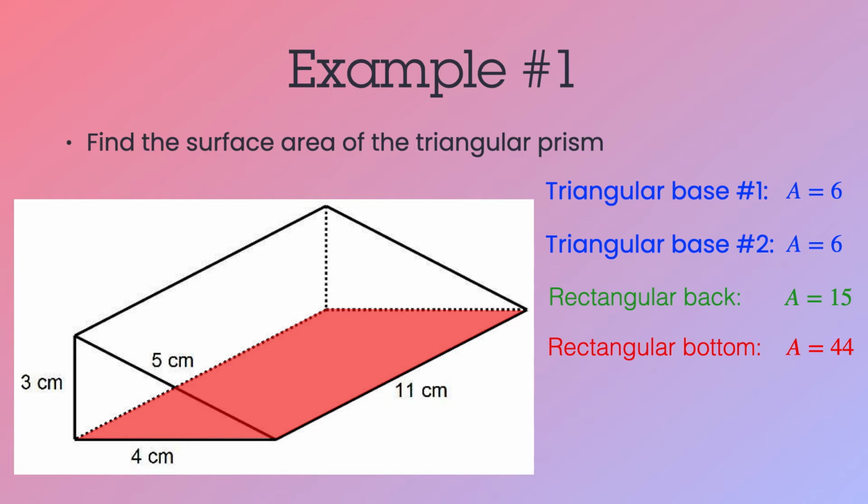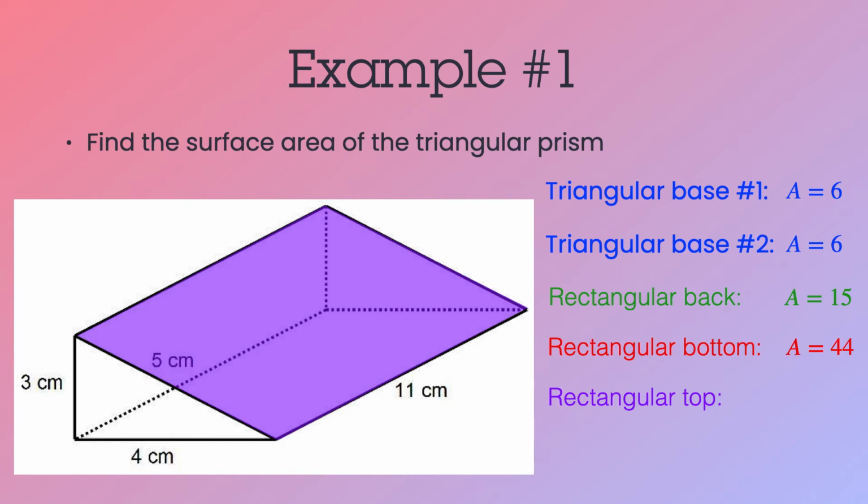The last rectangle is maybe the hardest one to see in drawings like this, but it's that slanty one that goes from the top down to the bottom, kind of along the hypotenuse of our triangle. So it is still a rectangle. We'll still use length times width. We'll use that 11 again, but now we're going to use the 5 that went along that third side of the triangle. So 11 times 5, and we get 55.